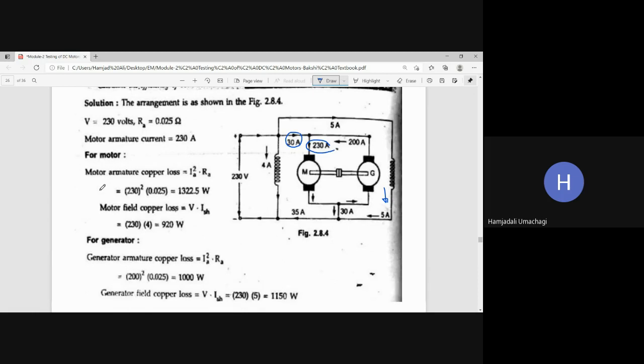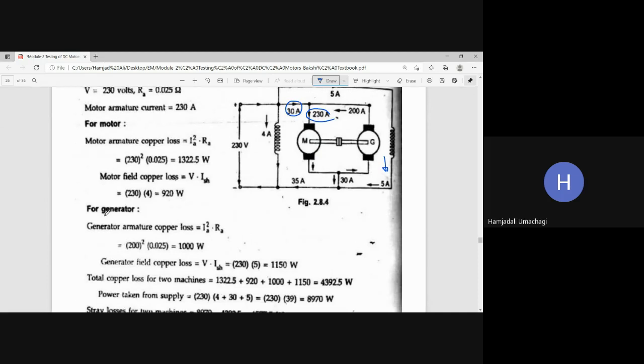Now similarly, we will calculate total copper loss for the generator. For the generator, armature copper loss Ia square into Ra is the formula. Ia is 200, that is 200 square into Ra is 0.025, that is going to be 1000 watts. Now let us calculate the generator field copper loss. Generator field copper loss is V into ISH of the generator.